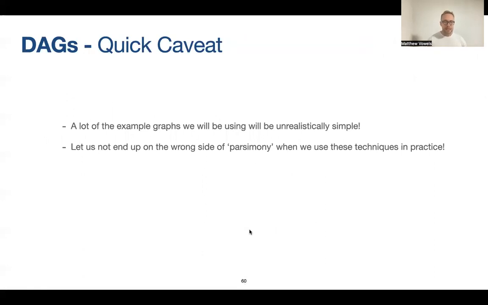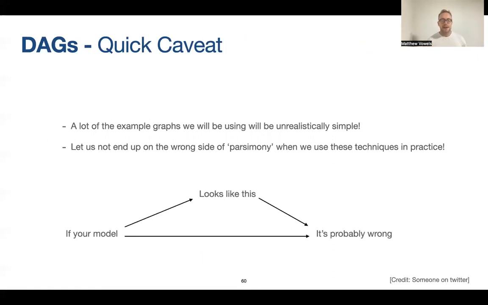So a lot of the example graphs that we're talking about, I mentioned this earlier, are going to be unrealistically simple. My goal is not to just say, well, we were doing a 3-variable mediation model and we're just going to call this a DAG. That's not the message that I want you to take away. I don't want us to end up again on the wrong side of parsimony. I don't want our models to be too simple.